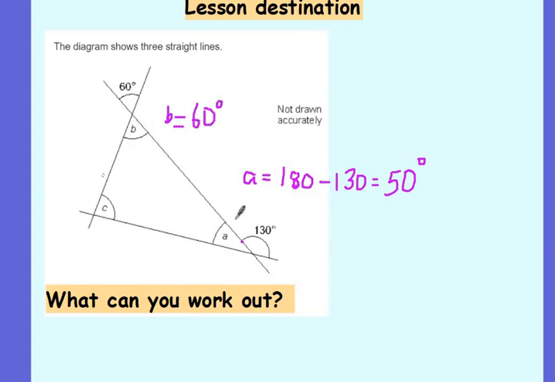And you could have said angles in a triangle add up to 180, so C is equal to 180, take away 60, take away 50, so C is equal to 70 degrees. Any of those are things you could have worked out.